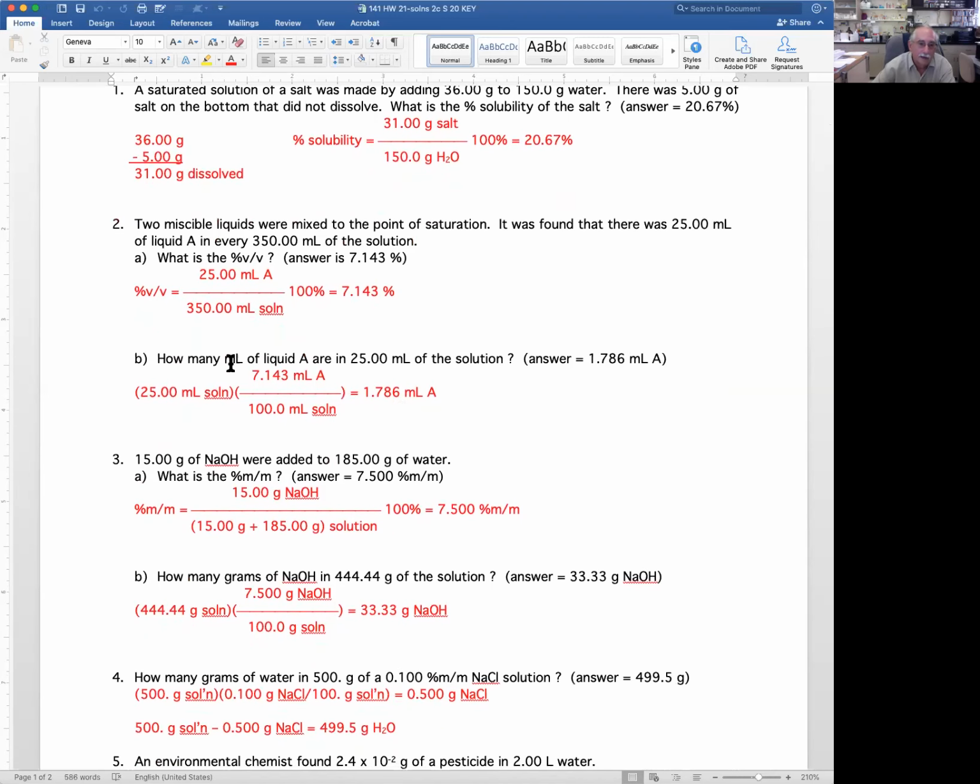And then, to point out that this is actually a conversion factor, how many milliliters of A are there in 25 milliliters of the solution? So notice I'm using the units to my advantage. I'm writing 25 milliliters of the solution. And this tells me that there's 7.1 milliliters of A in every 100 milliliters of the solution. So I'm canceling out milliliters of the solution, getting milliliters of A.